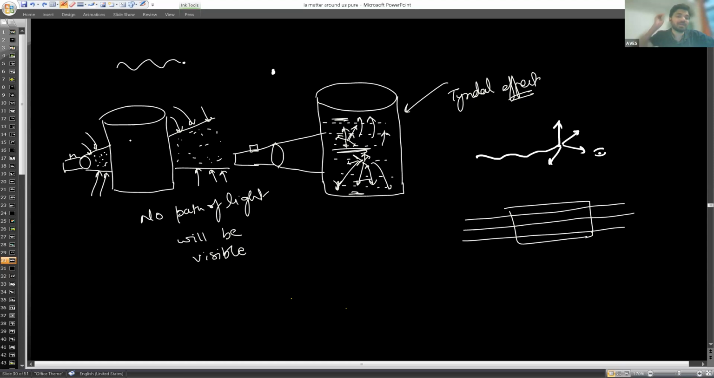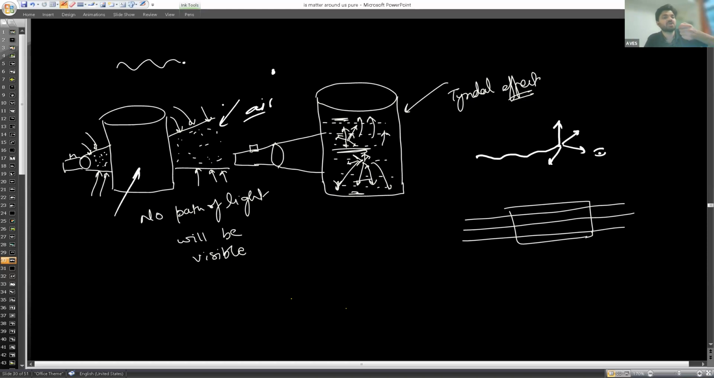You have to keep in mind, what I'm saying here is that if the particle size is big enough that it can scatter the beam of light, then the path of the light will be visible in the solution. But if the path of light is not visible, it is dark, and no light is being scattered. Here again it is scattering, because air has dust particles, and they are big enough in size to scatter the beam of light.